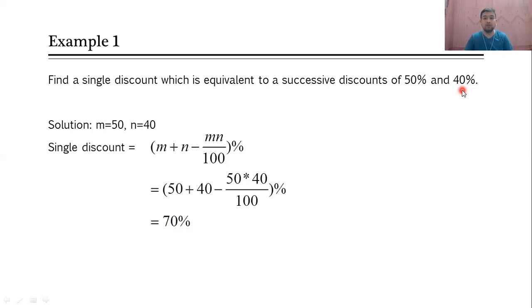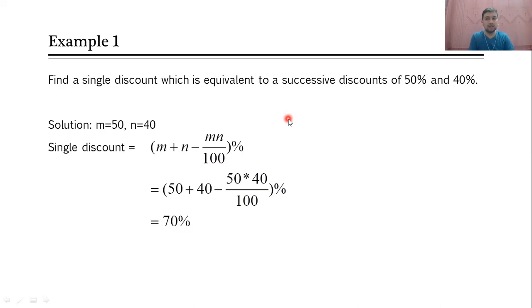Why won't it happen? If you calculate individually, on 100 rupees a 50% discount is there, so it will cost you rupees 50. Second discount is 40, so 40% of 50 will be 20. That means there is a discount of 20 rupees out of 50, so it will cost you rupees 30. And rupees 30 means 70% of 100. This is the usual method. It will take time.